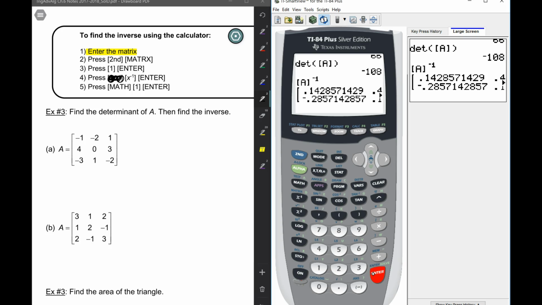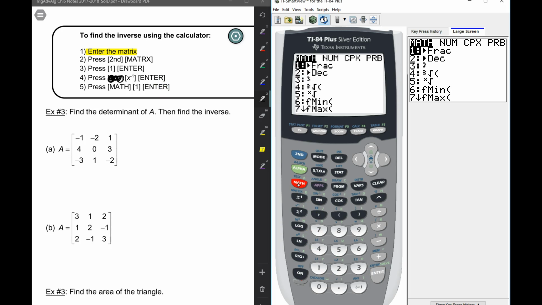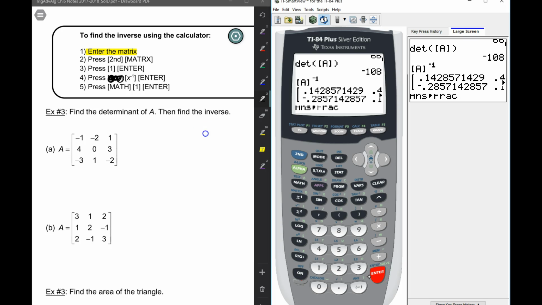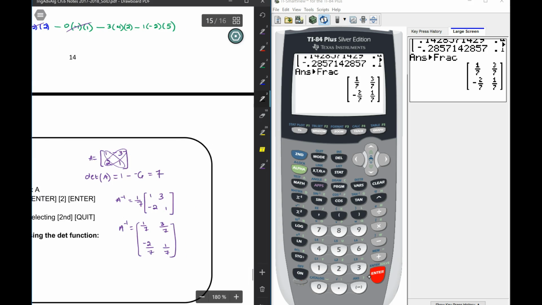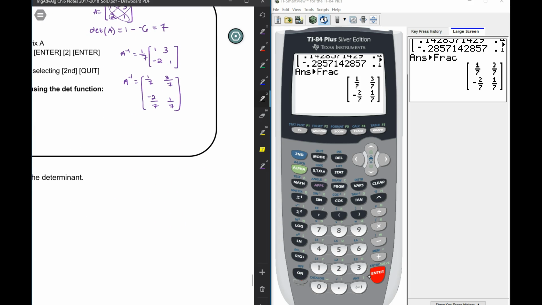Okay, now that's the inverse of your matrix, but that looks nothing like what we found because it's in decimals. So here's what you're going to do. Math. Hang on. Math. This one says to convert to fractions. So enter, enter, and that's the inverse. And it's exactly what we got before.